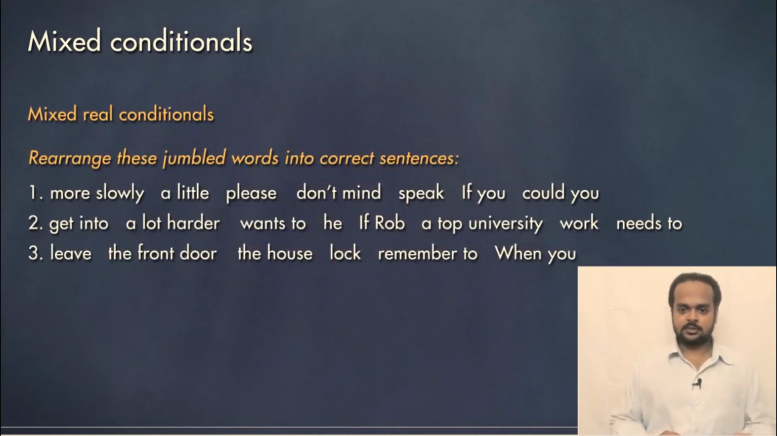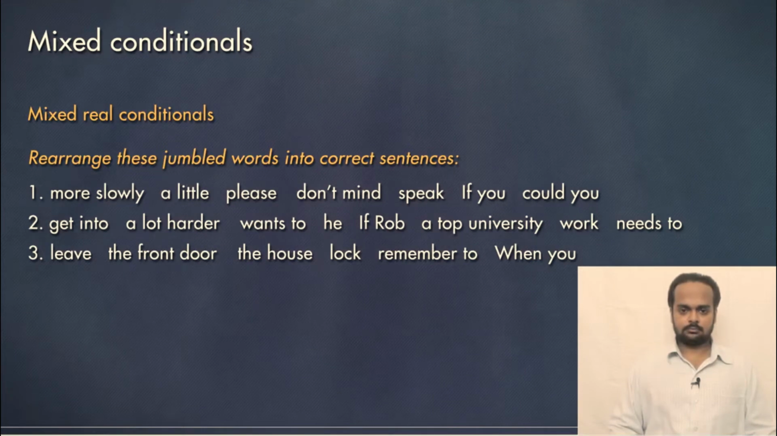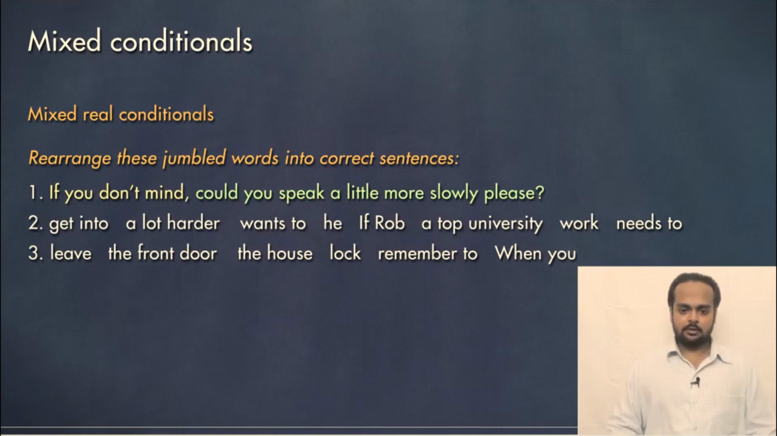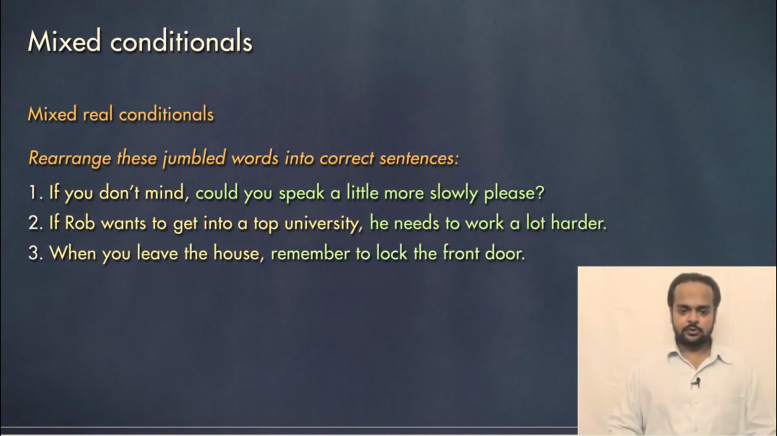Here are some sentences, but I've jumbled them up. Stop the video, try to put them in the right order, then play the video again and check. Alright, number 1 is, if you don't mind, could you speak a little more slowly, please? Number 2 is, if Rob wants to get into a top university, he needs to work harder. And number 3 is, when you leave the house, remember to lock the front door.